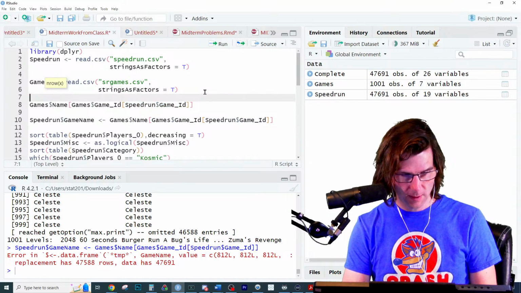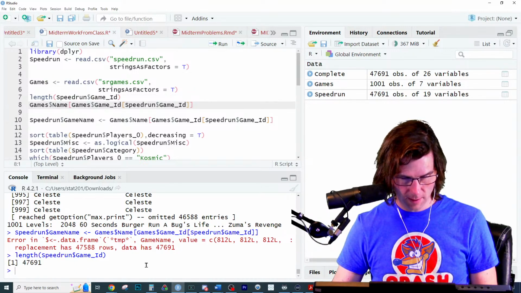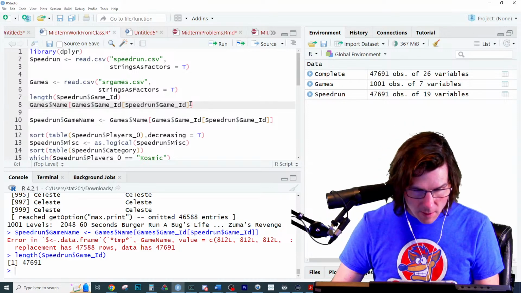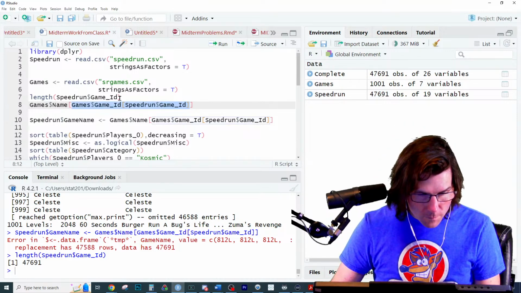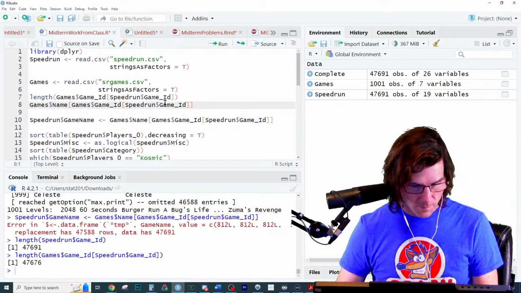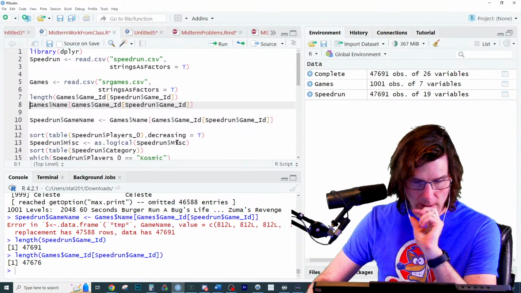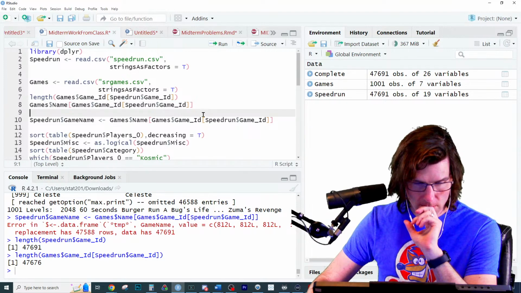nrow, or length of this. Where did it break? Okay, so that's fine. And that's where it lost some. It lost some right there. So because I think it's missing.